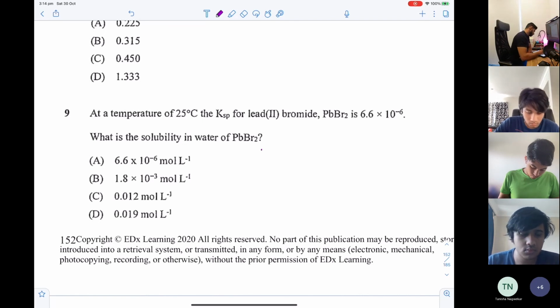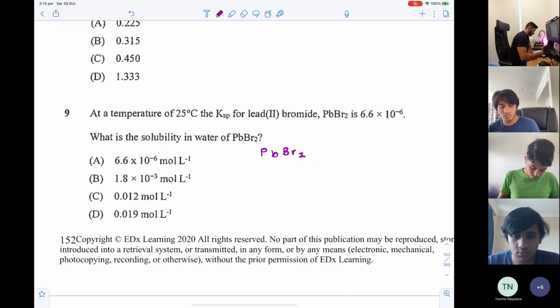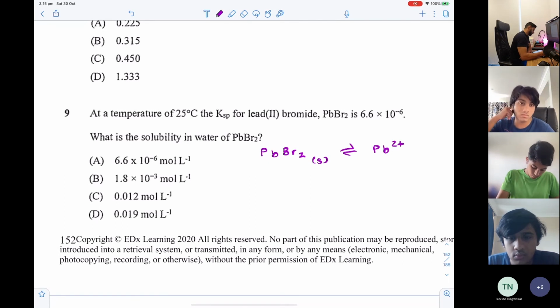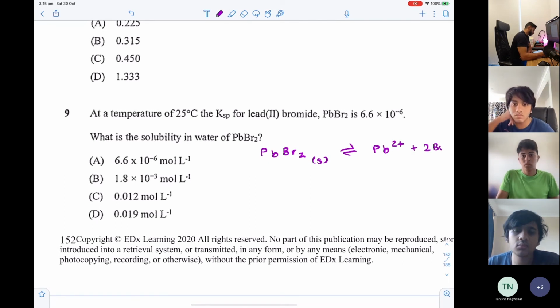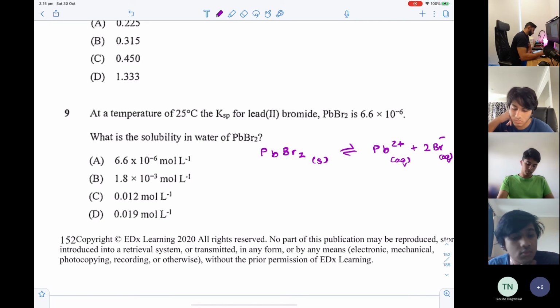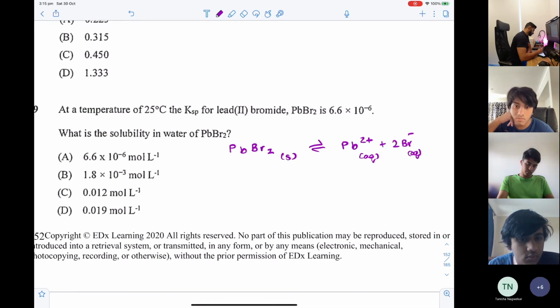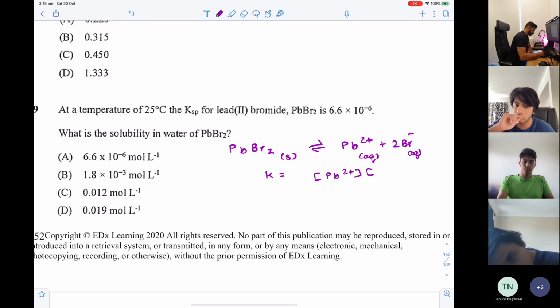Write out the general equations first. Good, so you've got good first practices. So solid, aqueous lead, then 2Br minus. Okay, so I've written my equation. What do I do now? And then you write the equation for K, which is let one of them be X. So it'll be X times that, and then it'll be X times 2X squared in brackets.